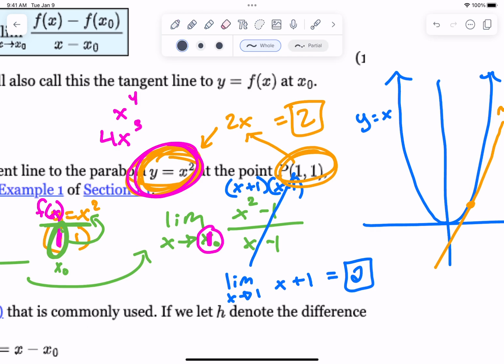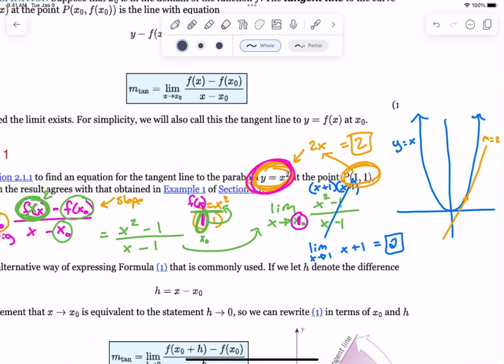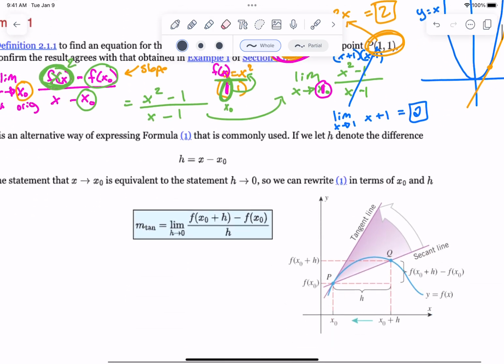You're going to love derivatives. After we get through the icky limits stuff, we've got to bridge the gap between limits and derivatives, but after we get past this icky stuff, you're going to be like, yes, derivatives are awesome.